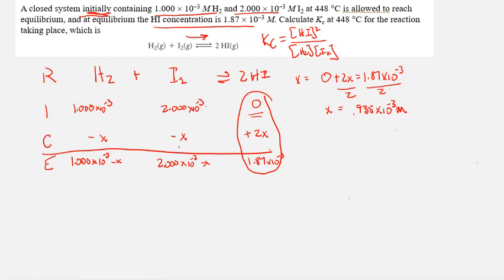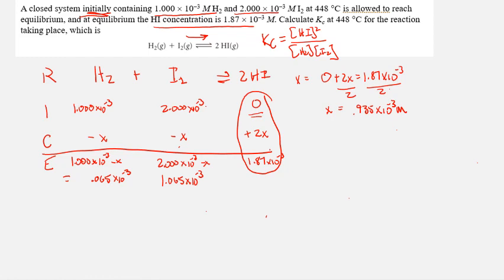So by just putting this in, I can set my equilibrium concentration of H2 now being equal to 0.065 times 10 to the negative third, and the I2, 1.065 times 10 to the negative third, and then I have the 1.87 times 10 to the negative third for the concentration of the HI.